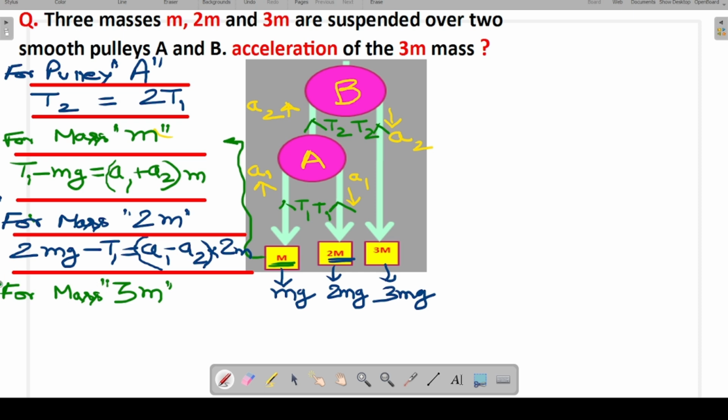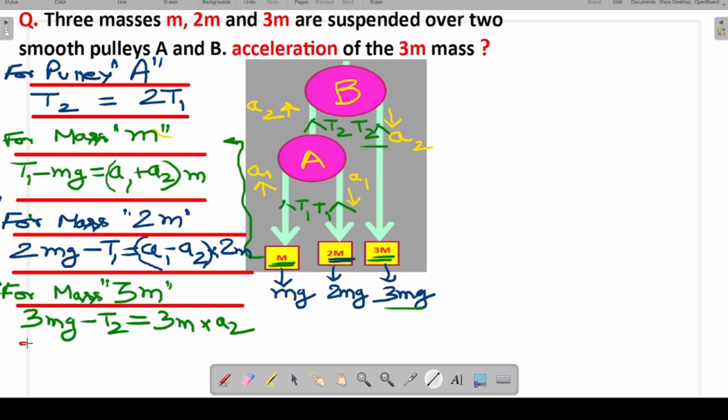Similarly, if you consider the mass 3m, then what will be the equivalent forces acting on it? It will be 3mg acting downward minus T2 which is acting upward, equal to m into a, that is 3m is the mass into a. The acceleration of the 3m mass is a2, right? So this is the fourth relation we have achieved.